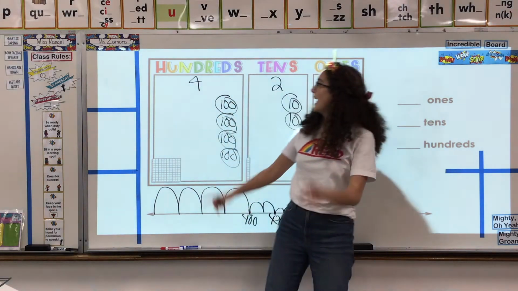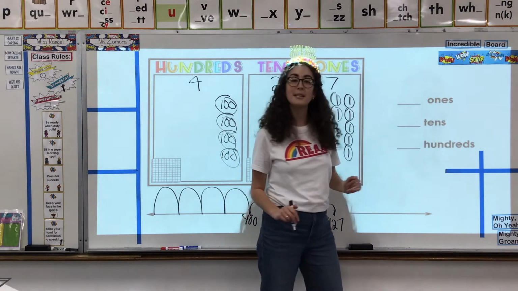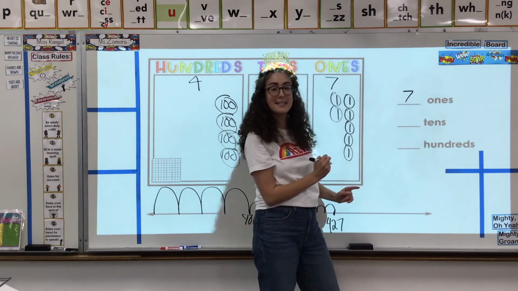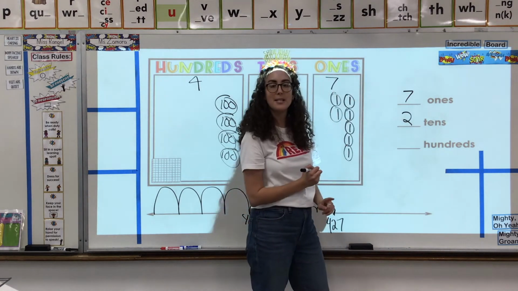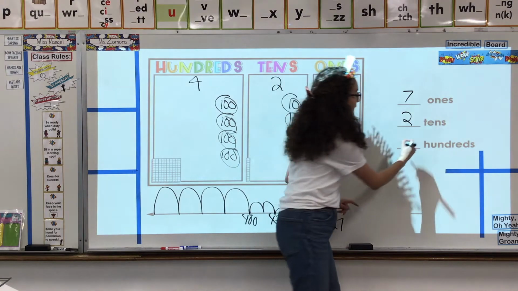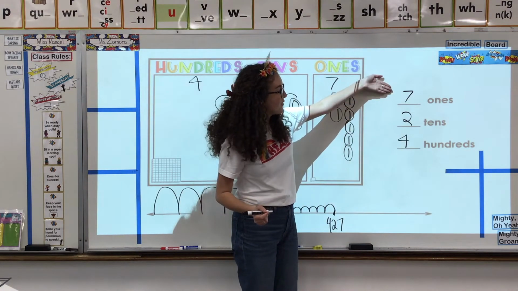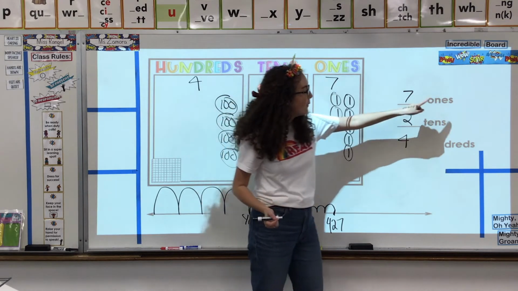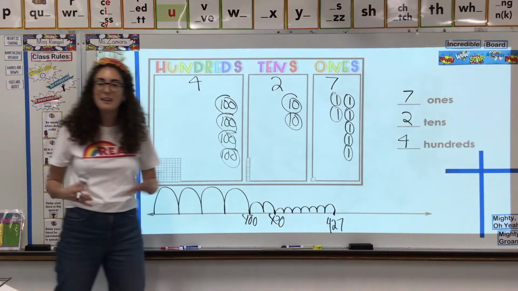So, in 427, how many ones? 7. How many tens? 2. And how many hundreds? 4. Good job. Even though here it goes from smallest unit to biggest unit, you still know because we've paid extra close attention to the value of each digit.